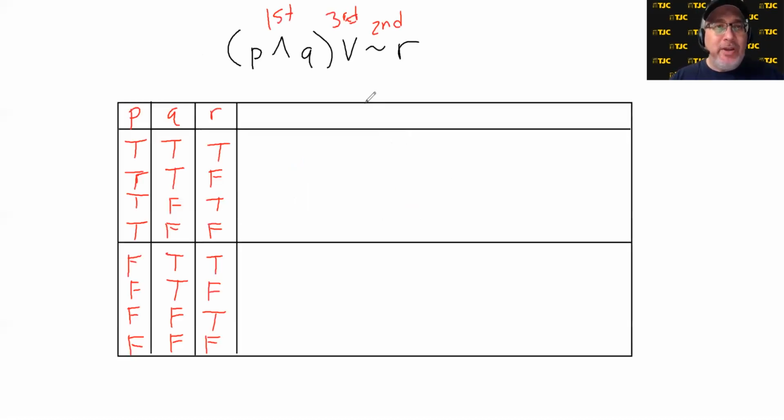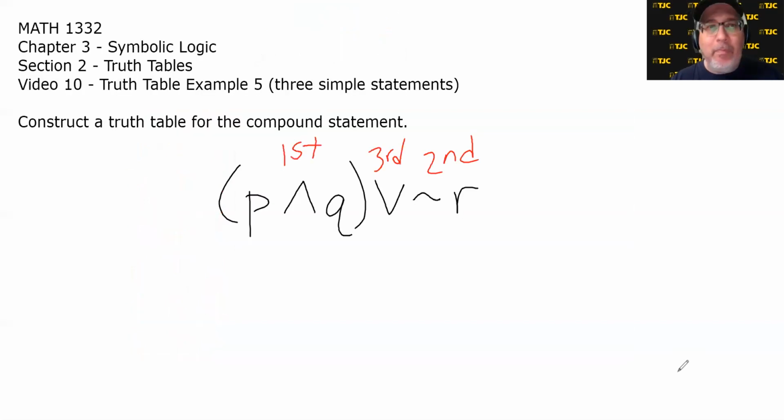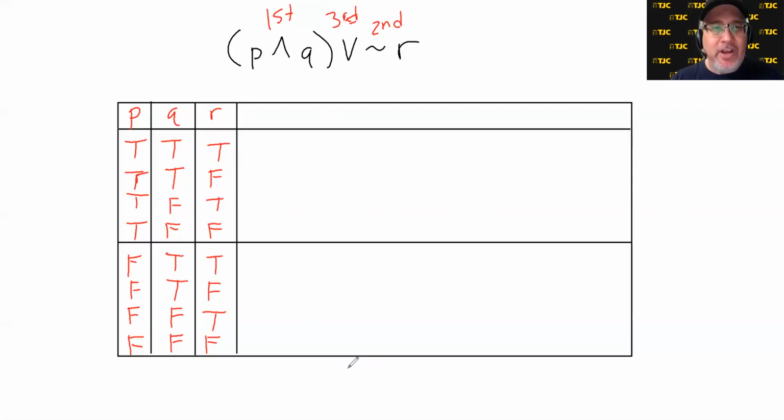I've already got a truth table set up for this particular compound statement. Let's make sure that I wrote the compound statement correctly. I did. And I've already got the first 3 columns populated. I do want to remind you that because there are 3 simple statements, there are a total of 8 rows, because every time you add a simple statement, it doubles the number of rows.